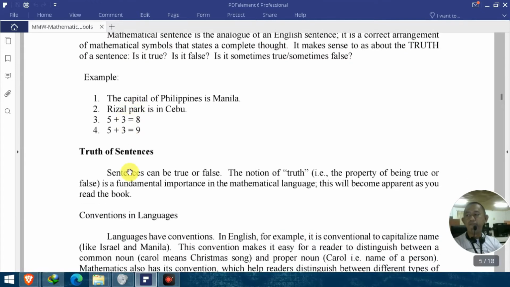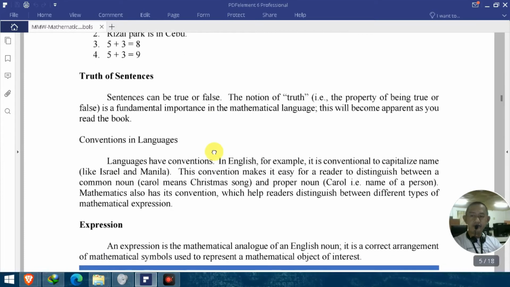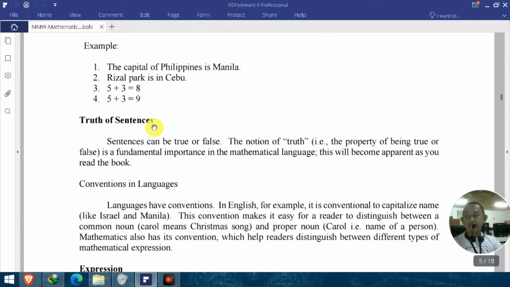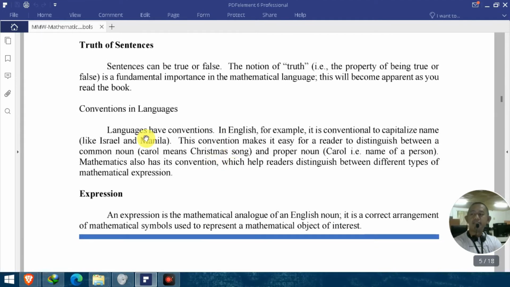Sentences can be either true or false. For example, the capital of the Philippines is Manila. So this is true, this is false, this is true, and this is false. The notion of truth, a property of being true or false, is of fundamental importance in mathematical language. This will be apparent as you read this book or this module. It is still a complete sentence, and it can either be true or false. Languages have conventions.